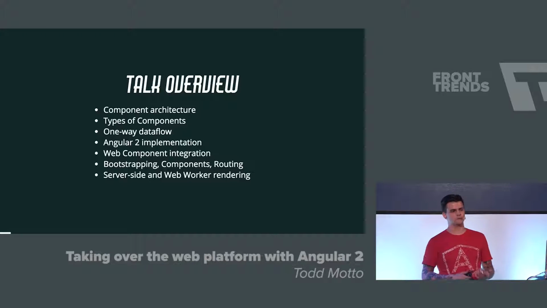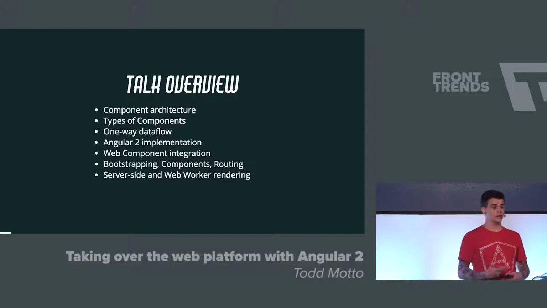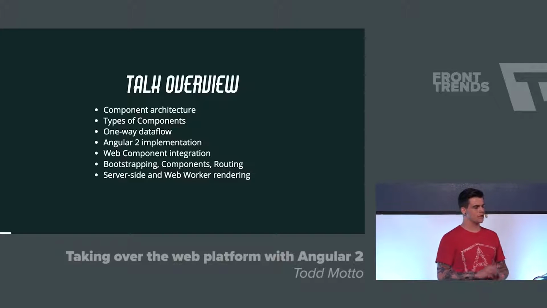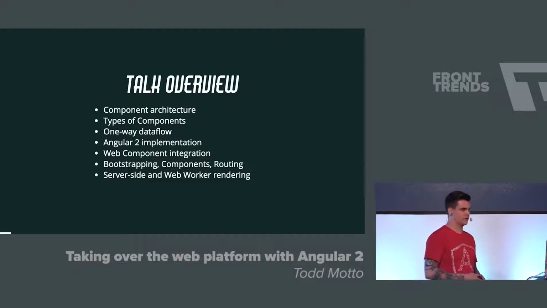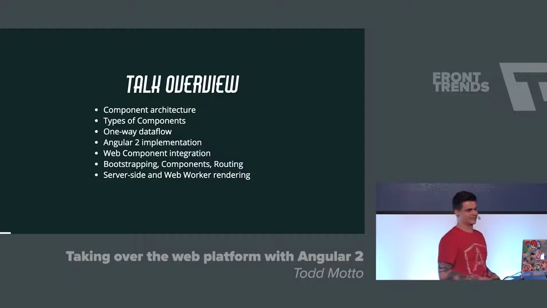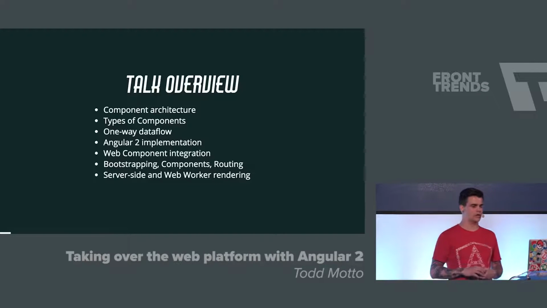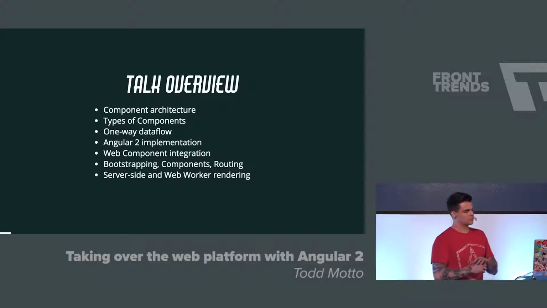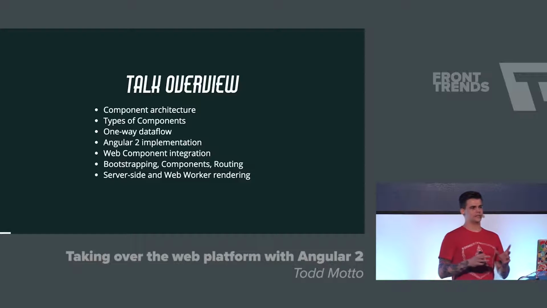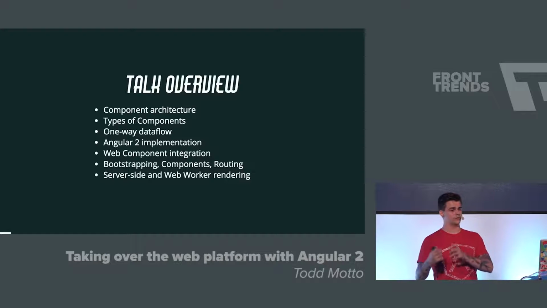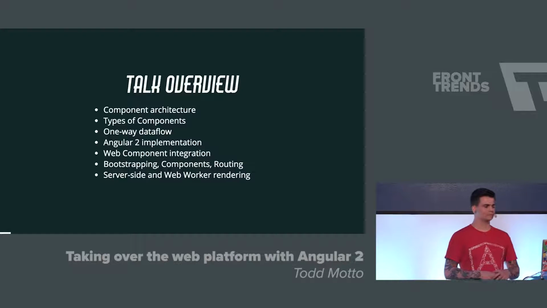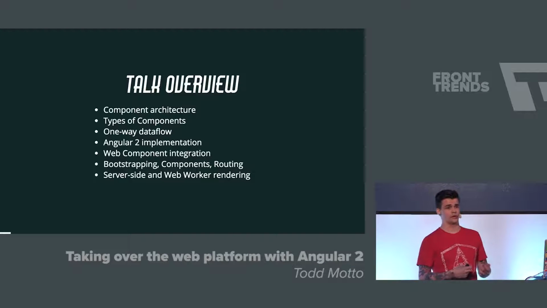Then we're going to look at the types of components in a component architecture. Then we're going to look at one-way data flow in Angular, believe it or not. And then we're going to look at some Angular 2 implementation. We're going to run through a load of code. And then this is pretty cool, is how Angular 2 sits on top of the web platform. It does this through web component integration, so we'll show you some really cool stuff.